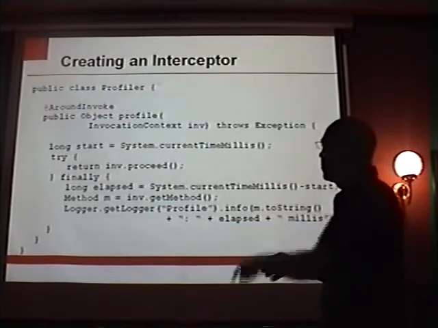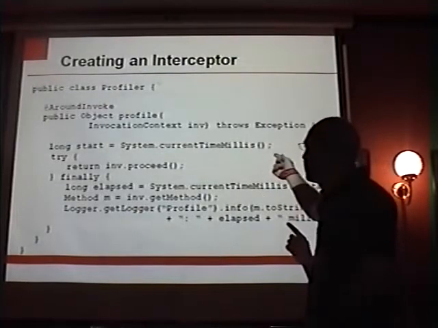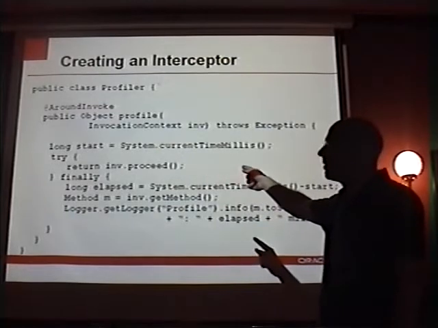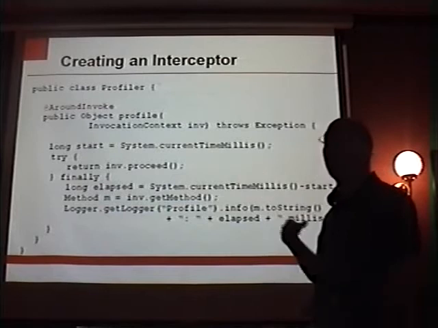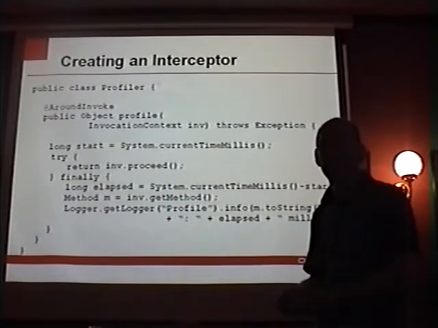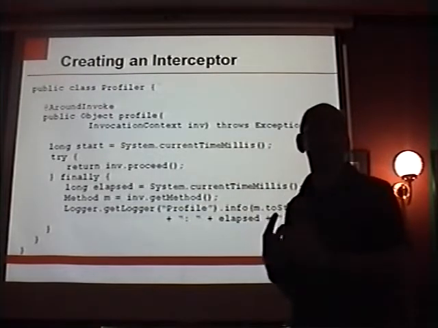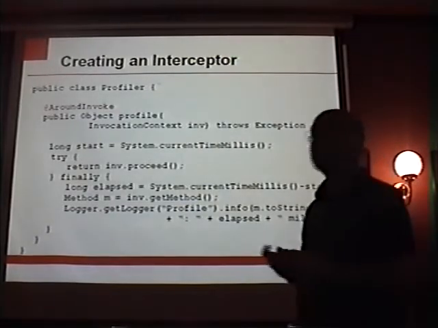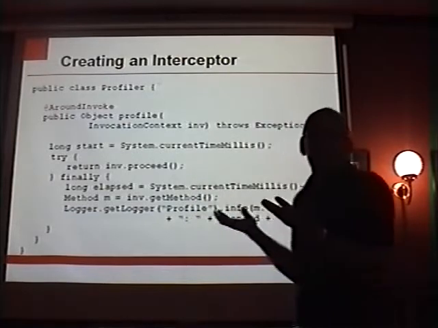Okay, so what does it do? Well, here, it just finds the time, sort of starts a timer, and then it does invocation.proceed. And this is the invocation context that got passed. Proceed means go ahead and call the business method. If I don't call that, then the business method will never happen. It's basically me vetoing the business method. So if I want to stop all business methods from happening, I can put an interceptor in there that doesn't call invocation.proceed, and it's a stub.